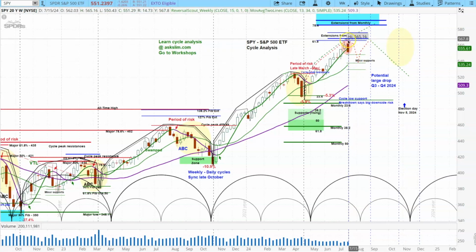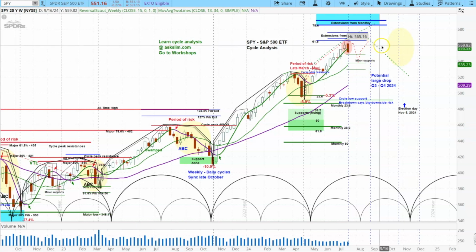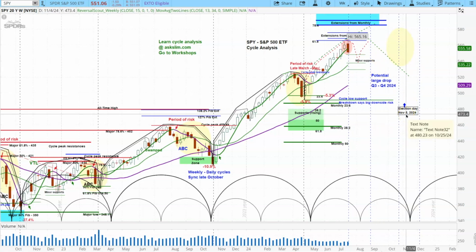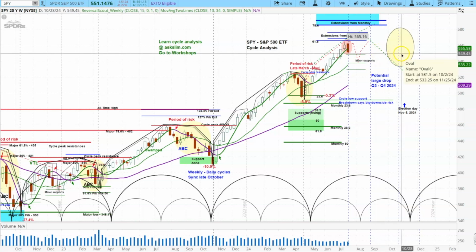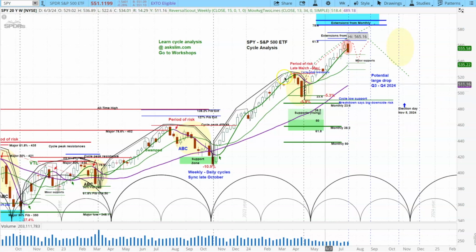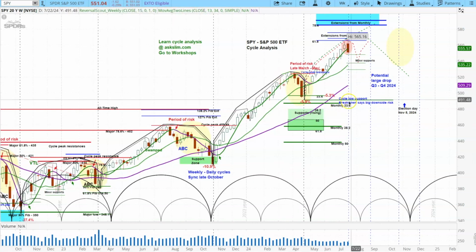We'll get a rally up here. We'll tickle out the highs over here or just miss them and then turn over again. And this period over here is a period of a lot of risk. Remember, election day, November 5th, and somewhere in maybe end of August through sometime in late October, early November, you're going to get into one of these periods where you could get some very hard selling.